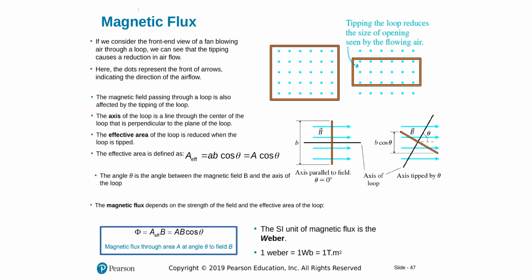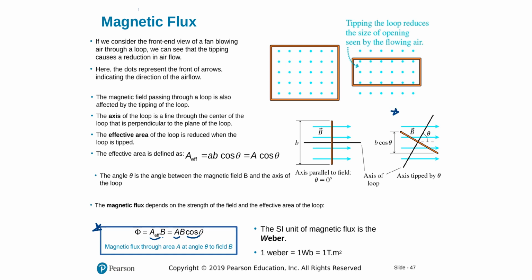How do we calculate it? Here is the simple equation. It's the effective area times the magnetic field. Effective area would be the area through which some magnetic field lines are passing. So that will be the area times the cosine of the angle between the normal of the area, or axis of the area, and the magnetic field.